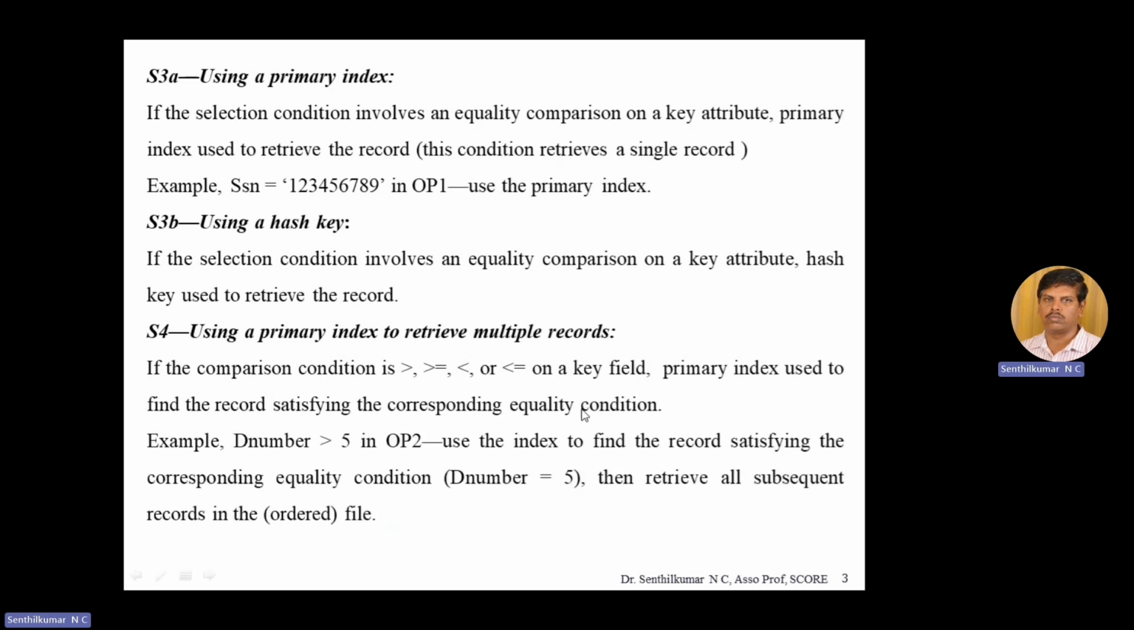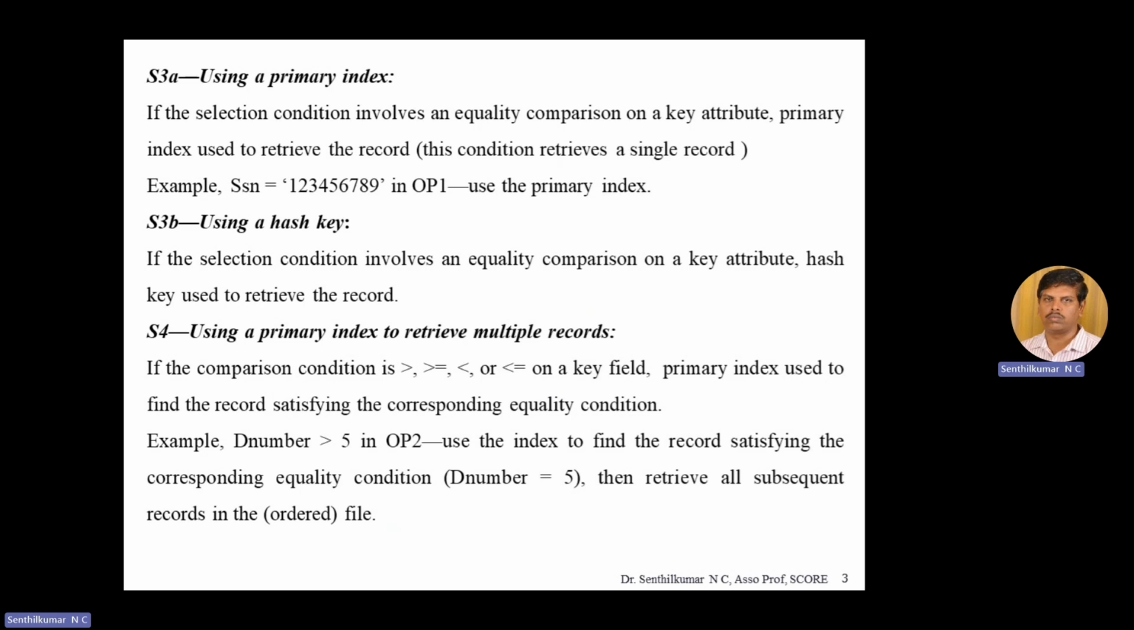In the example, the second operation, dnumber greater than 5, is given. The data file is arranged in order based on the primary key. So once the condition is greater than 5, record 1 is less than 5, and so on up to 5; 5 is not greater than 5, it is equal to 5 only. So once it reaches 6, there is no more comparison.